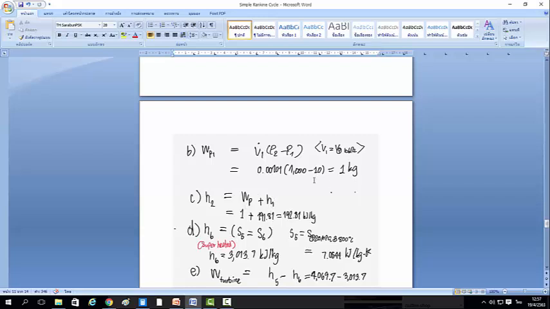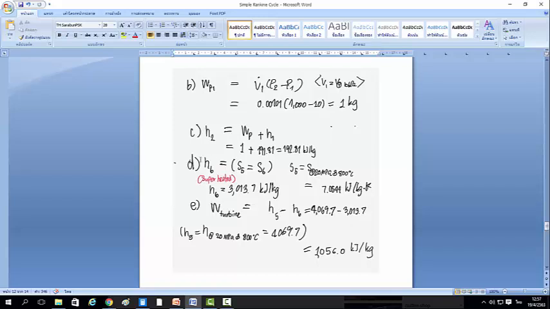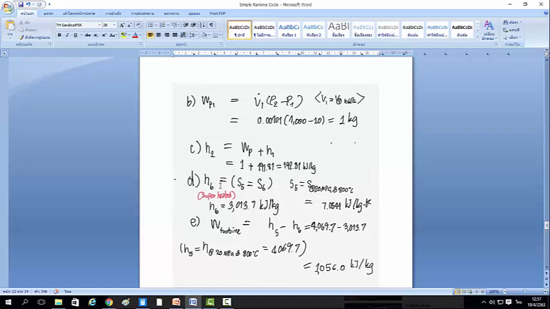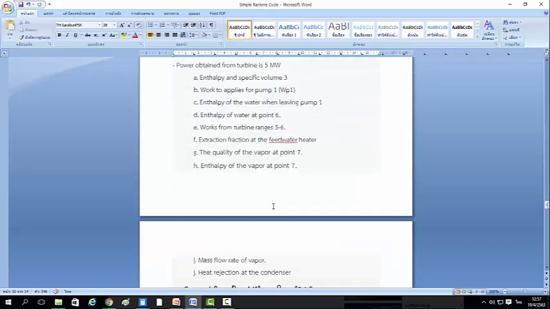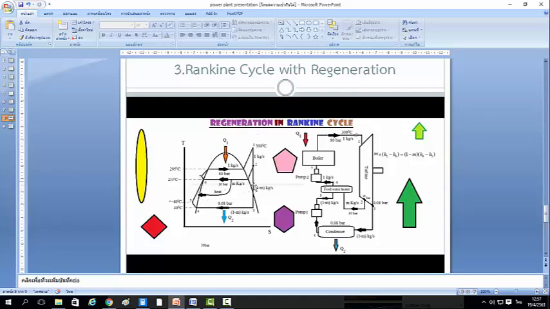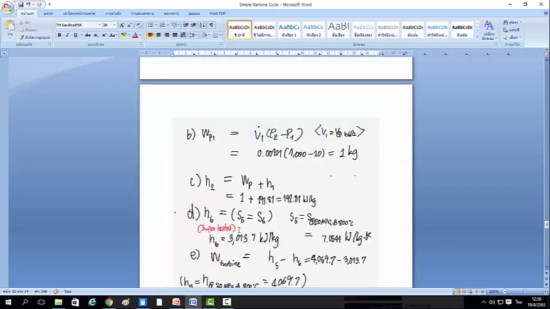C is the same as the two problems above. Just substitute here. I made a mistake here. Actually, it's 1 kilojoule per kilogram. We just substitute, and this is a different part. They want to know the enthalpy of water at point 6. You can see point 6 is here. This is the new knowledge that we want to learn and discuss.